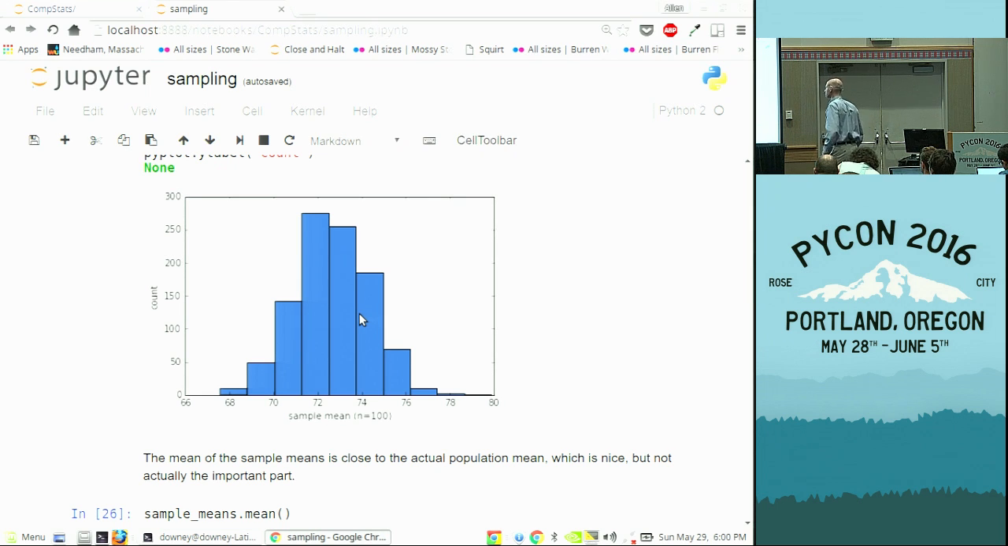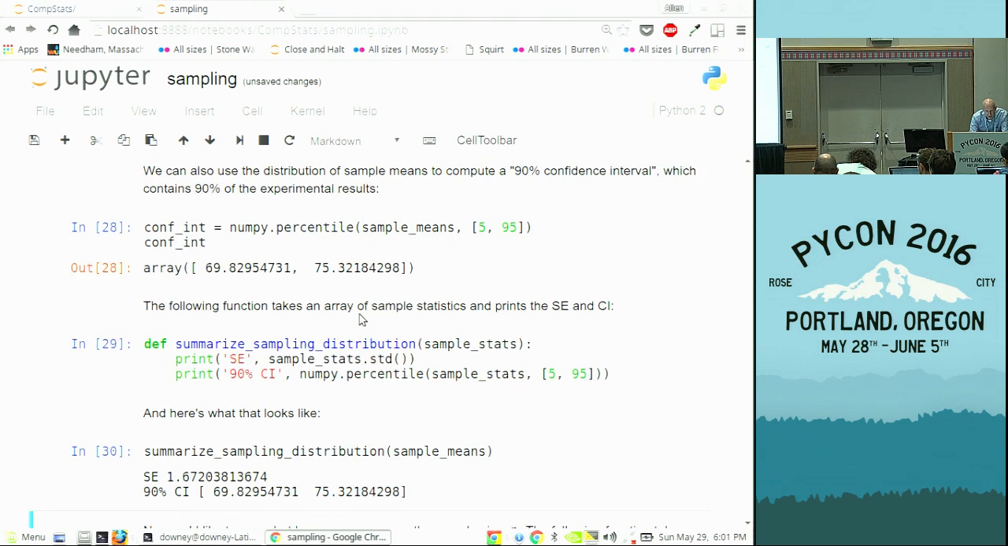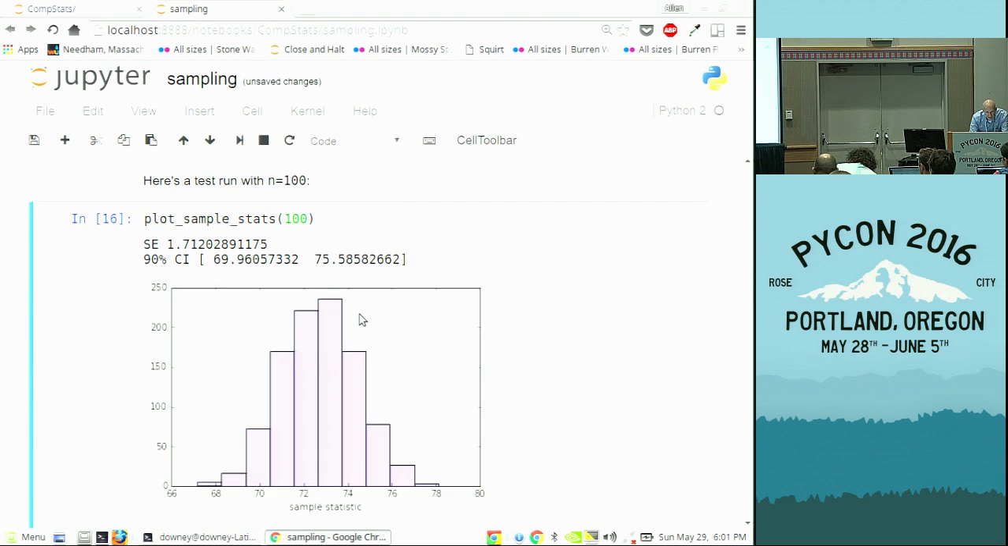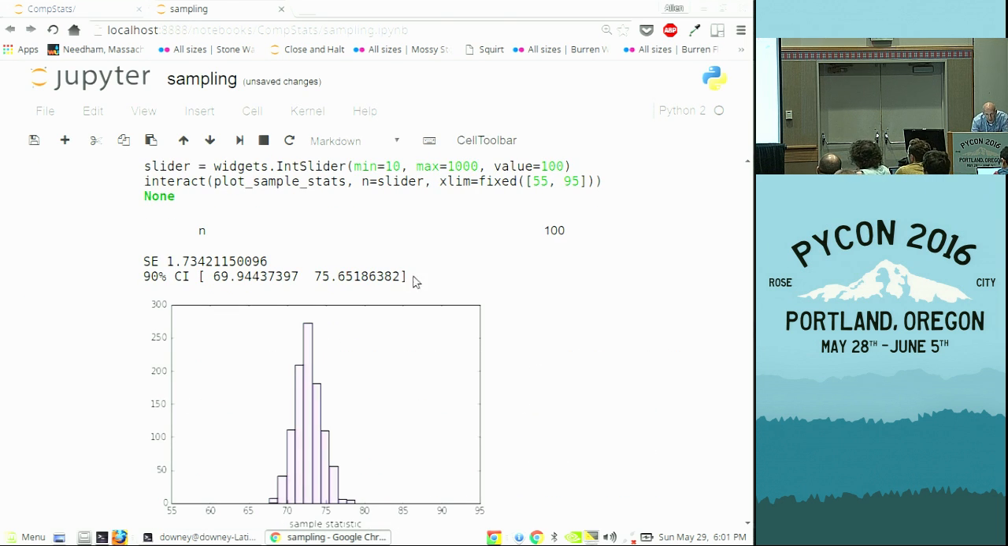All right. So that's confidence intervals. And here's what that works out to. It's from about 69.8 to 75.3 for this example. And then I've got some functions here that pull the whole thing together and make a representation out of it so that I can make this interactive widget.